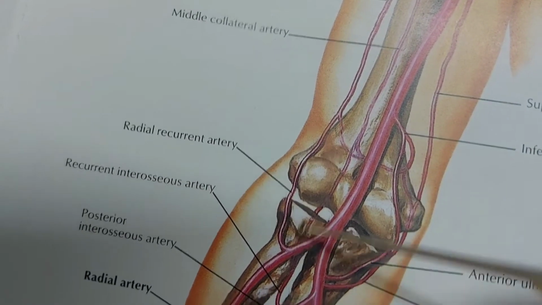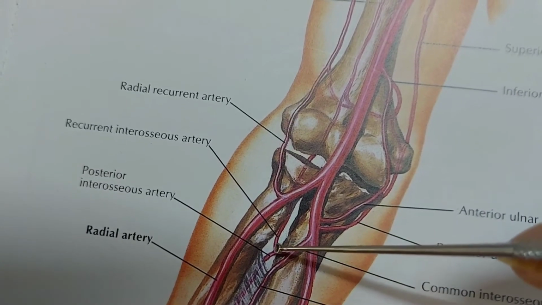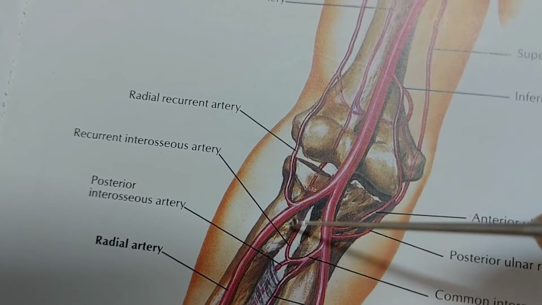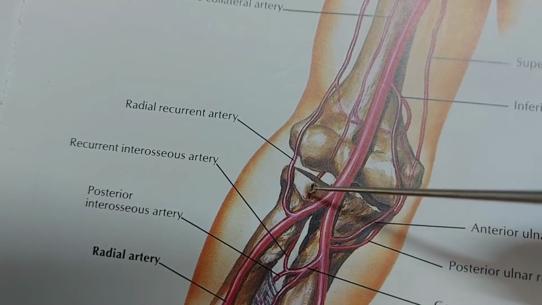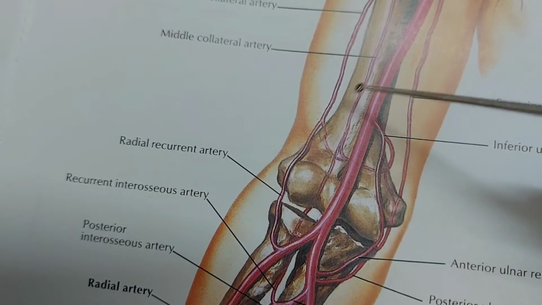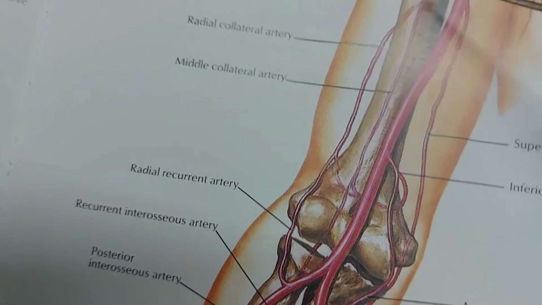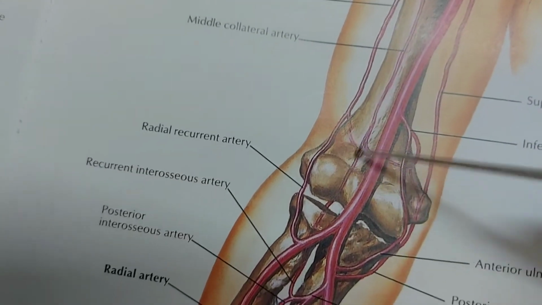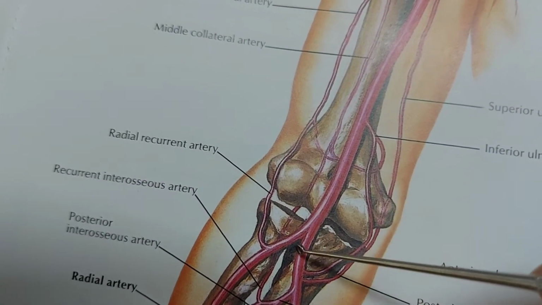And on the posterior side, here is a branch of the common interosseous. This is the posterior interosseous. From the posterior interosseous, there is the recurrent interosseous artery. This recurrent interosseous artery fuses with the middle collateral artery of the profunda brachii artery. So these are the anastomoses around the elbow.